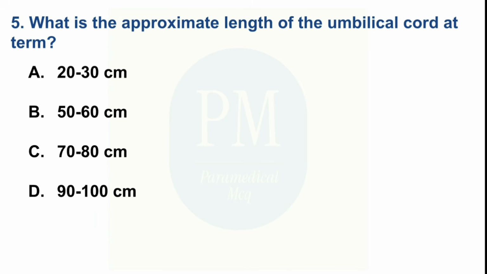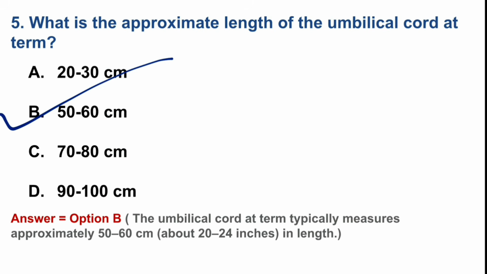What is the approximate length of the umbilical cord at term? Option A, 20 to 30 centimeter. Option B, 50 to 60 centimeter. Option C, 70 to 80 centimeter. Option D, 90 to 100 centimeter. The correct option is option B, 50 to 60 centimeter.